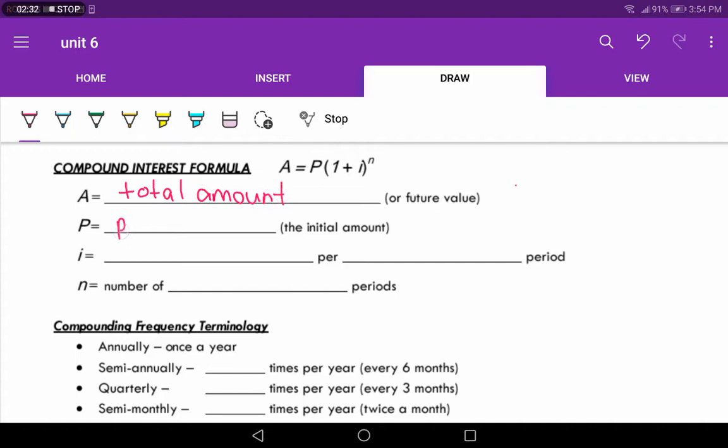P is your principal, which is your initial amount, I is your interest per compounding period. So it's not going to be your total interest. We're actually going to have to do a bit of work in order to calculate that I value, as well as the n value, which is, it's not necessarily the number of years. Instead, it's the number of compounding periods.